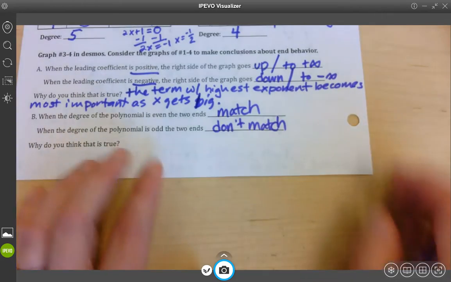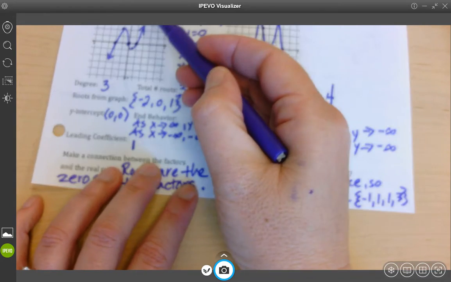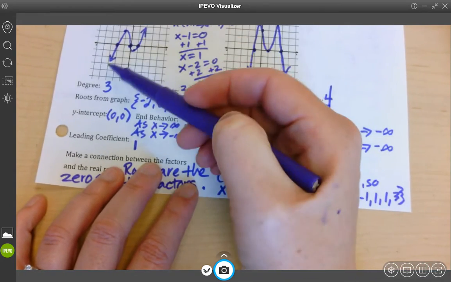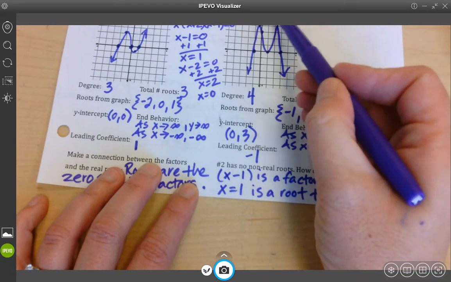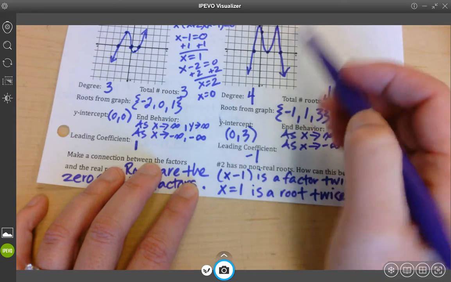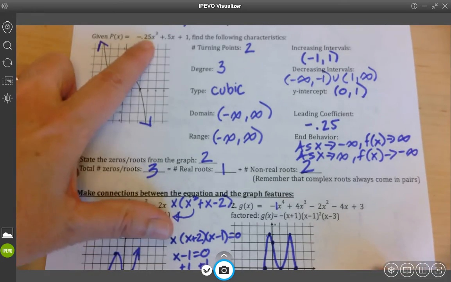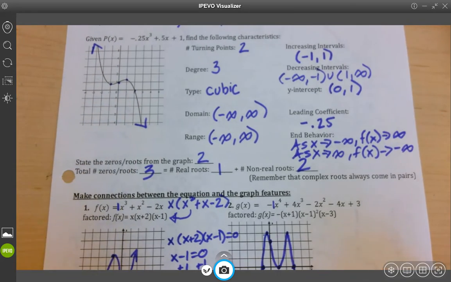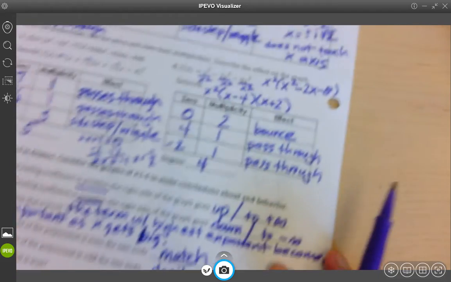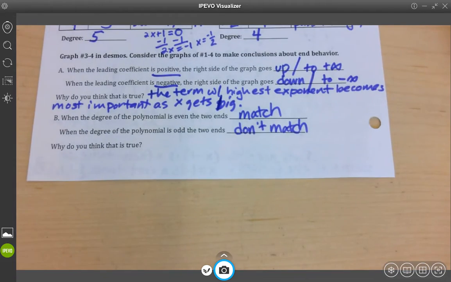Okay, so the degree being even and odd, we just looked at these two right here. Here is an odd degree, right? And so this one, the ends did not match. And then this was an even degree, and the ends did match. We also have this one here. This one had an odd degree, and the ends did not match. You see how one's up and one's down? All right, so I didn't have a really good explanation. I wondered if anybody else had a better explanation.